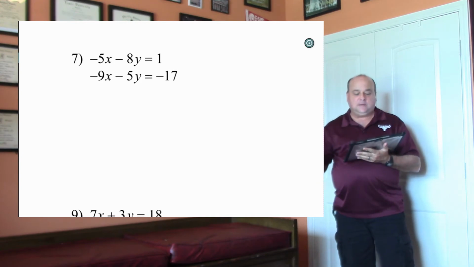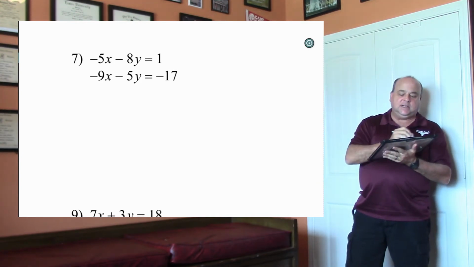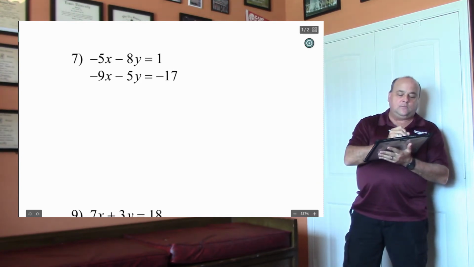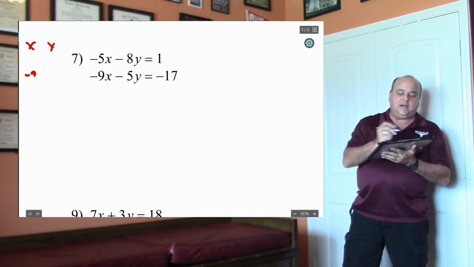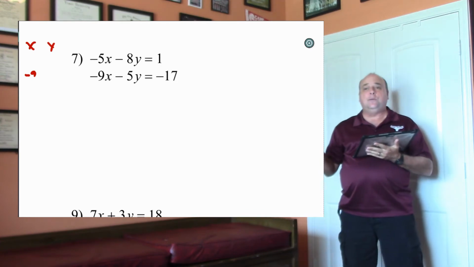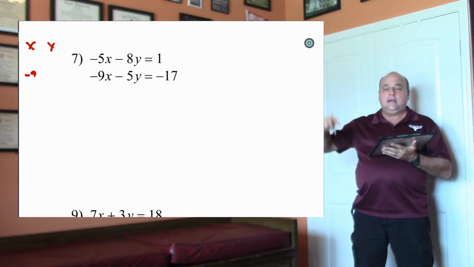Okay, on number 7, what's your biggest X? It's negative 9X, right? So I'm going to go over here on the left. Let's put X and Y over here. So I'm going to go to the left and put negative 9. My 5 won't go into 9, will it? Won't work. Now then, let's go to the Y.